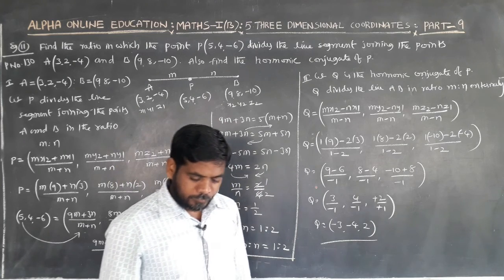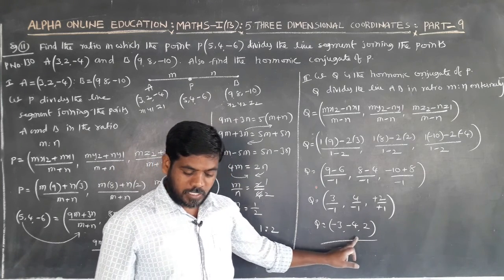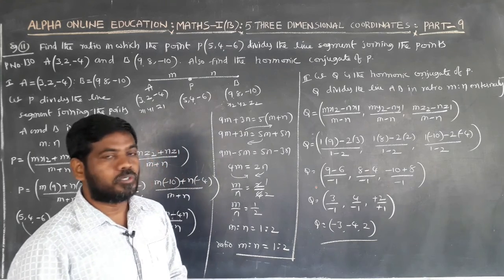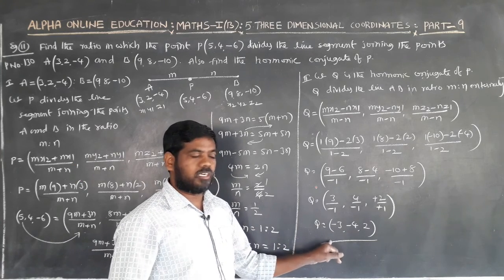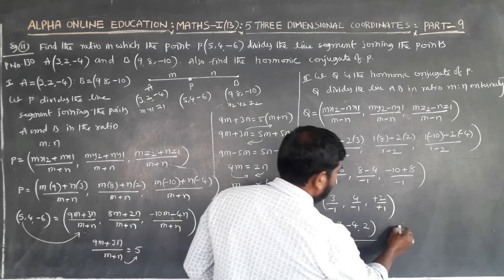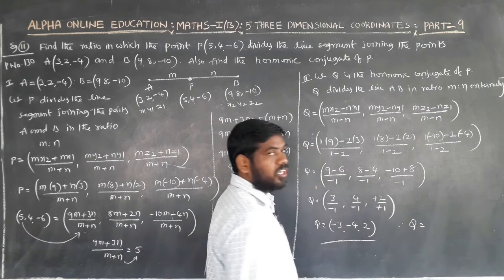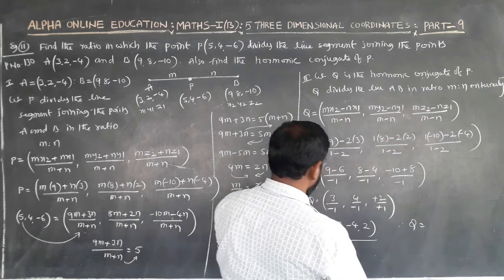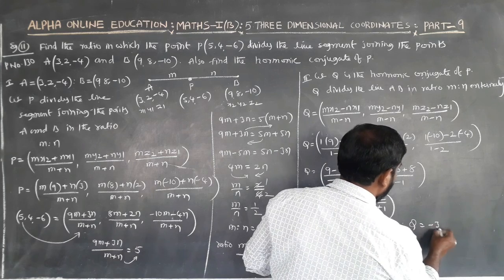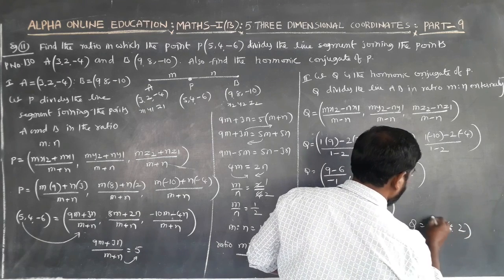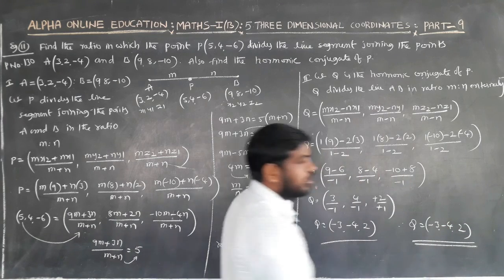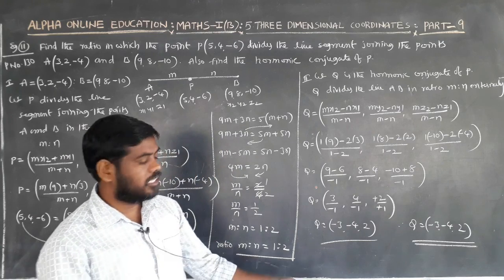The point Q (-3, -4, 2) is the harmonic conjugate of P. Therefore, the harmonic conjugate of P is Q (-3, -4, 2), which is the answer. This is the process.